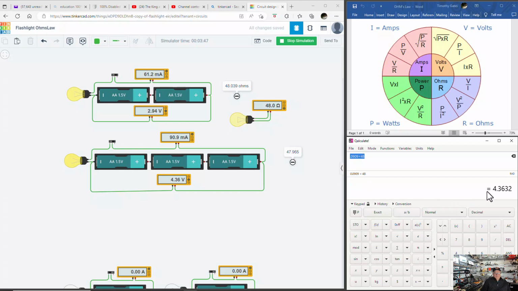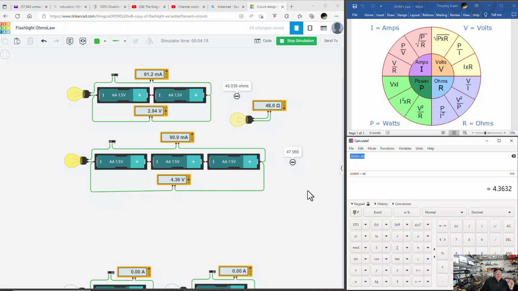See? So volts equals current times resistance. So our resistance was basically 48. I rounded off 48 times 0.0909 equals 4.36. So you see Ohm's law, whether you use a meter or Ohm's law, if you know two of the values, you ought to be able to calculate the rest. That leaves us, we calculated resistance, we calculated voltage.